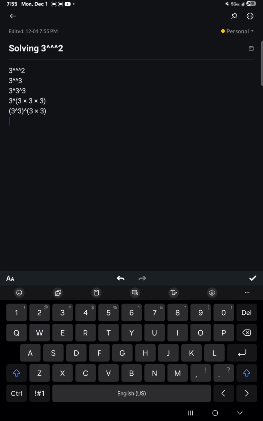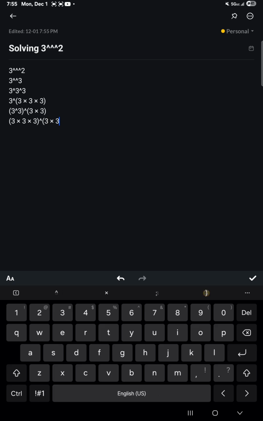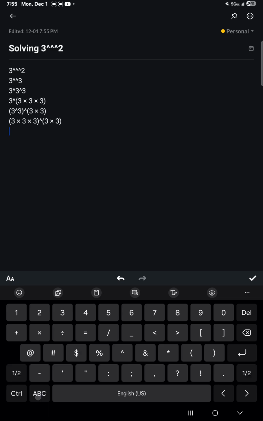So let's try to solve 3 cubed again. We know that 3 cubed is just 3 times 3 times 3. Now, we already know that 3 times 3 is 9, times 3. Let's rewrite the equation. And then 9 times 3, that's 27. So now we get 27 to the power of 3.